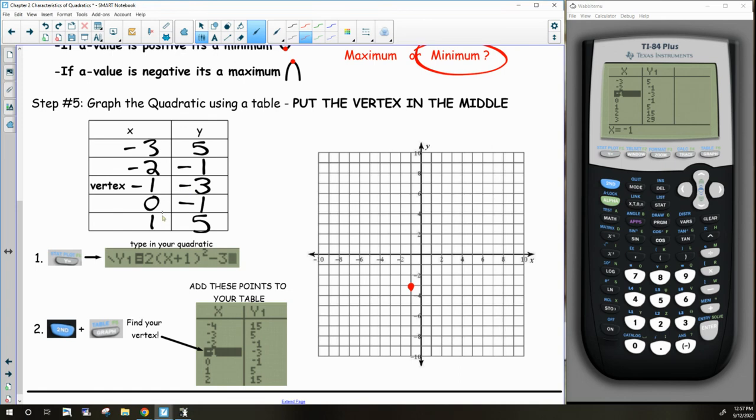Now I'm going to plot the rest. I'm going to go up first. -2, -1. -3, up 5. And I'm going to do the same on the other side. 0, -1. And you should start to notice, over 1, up 5, that my graph is symmetrical. The points on the left and the right side match up. I can connect my dots. There's my quadratic.